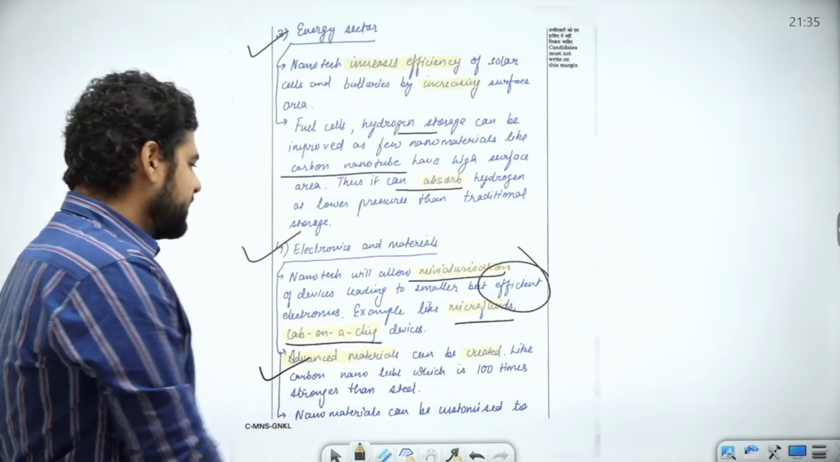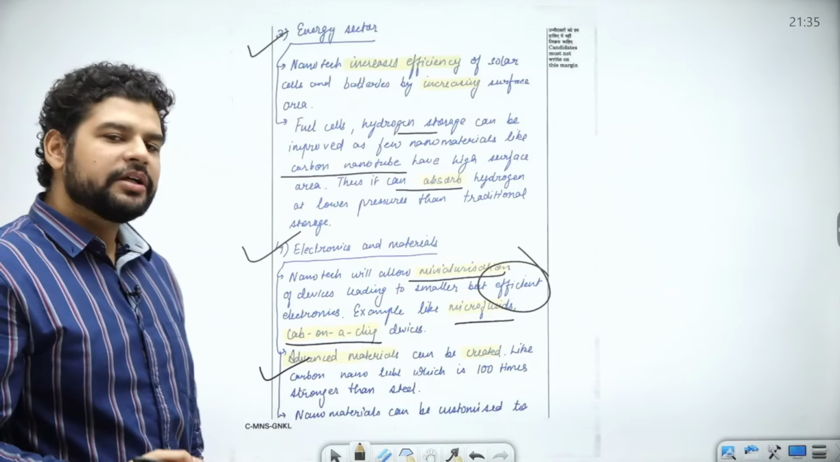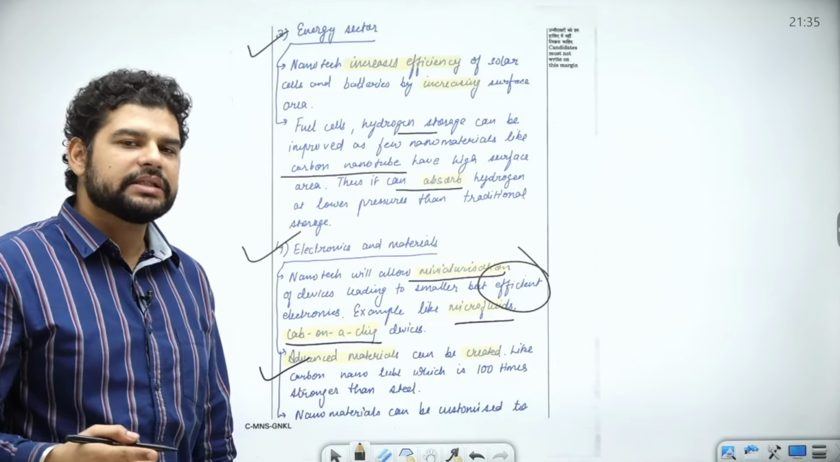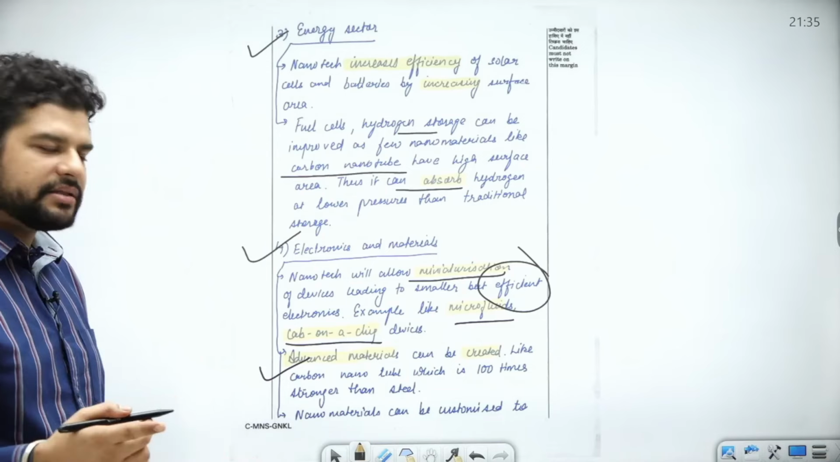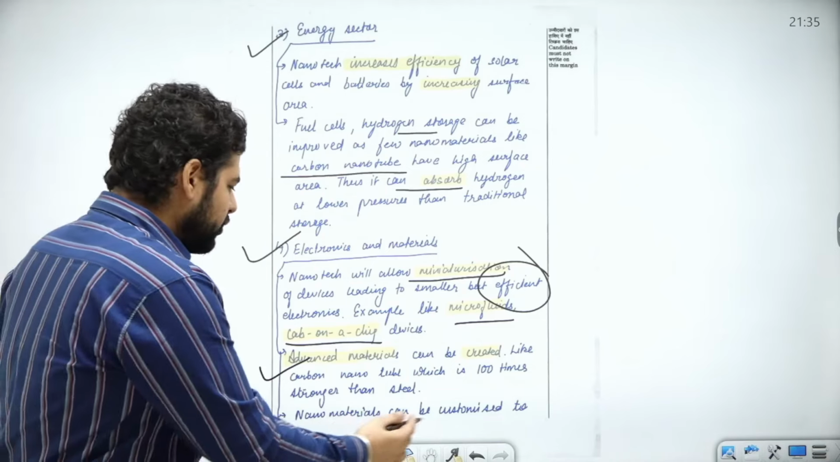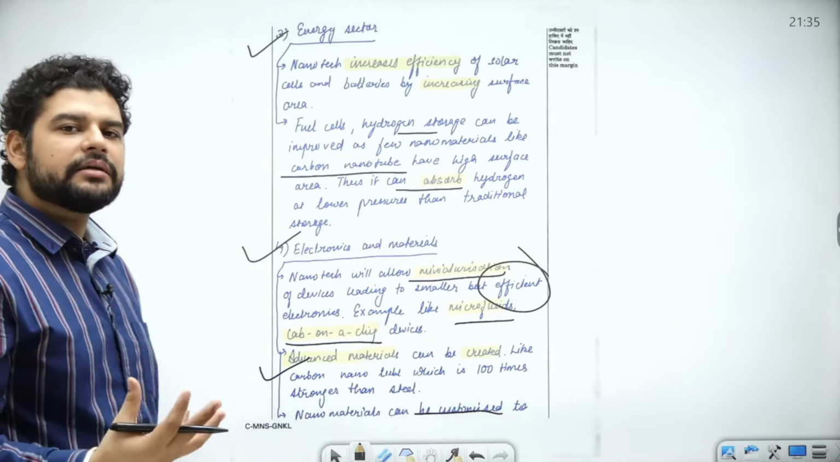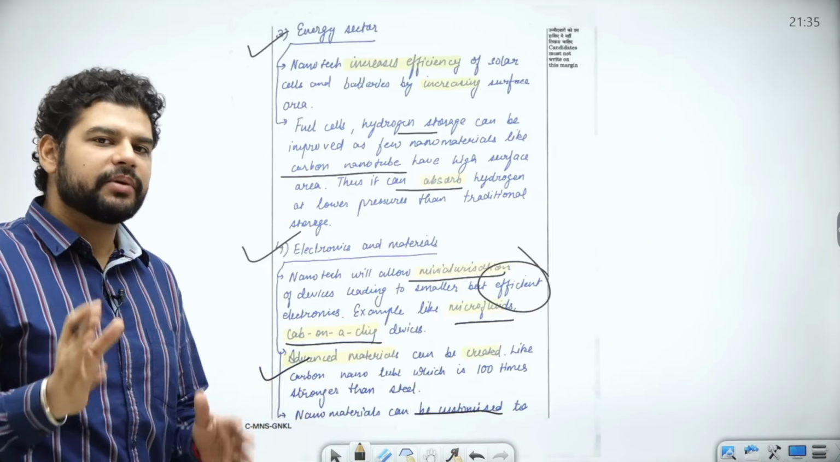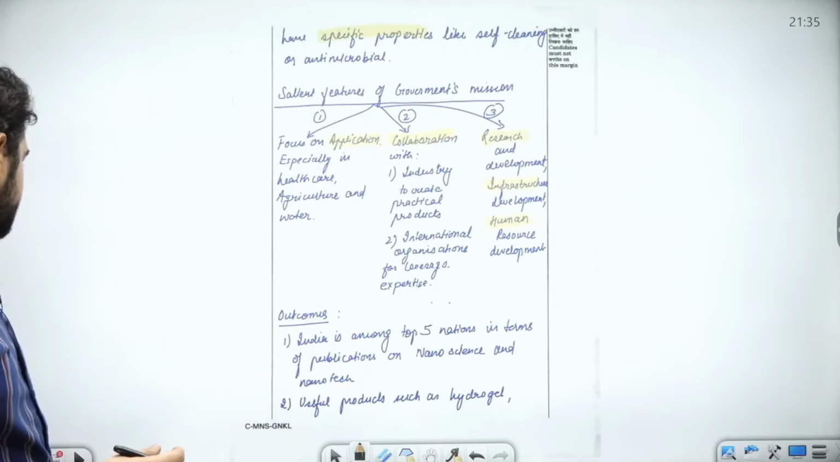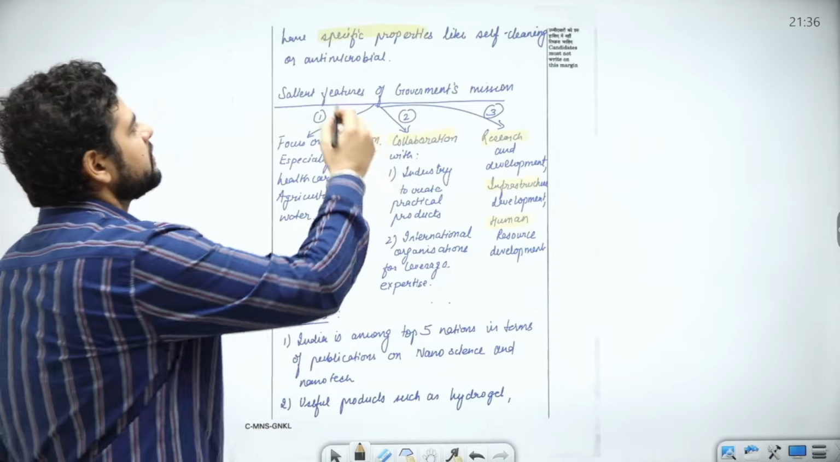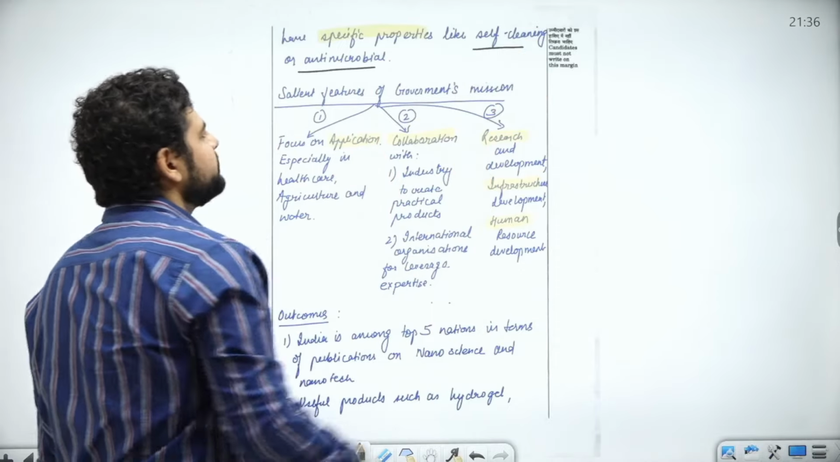Advanced materials can be created like carbon nanotube, which is 100 times stronger than steel, right? And it is lighter than steel also, right? Nanomaterials can be customized. Now this is also a beautiful thing, that you can create a nanomaterial for specific purposes. For example, it can be self-cleaning or antimicrobial.